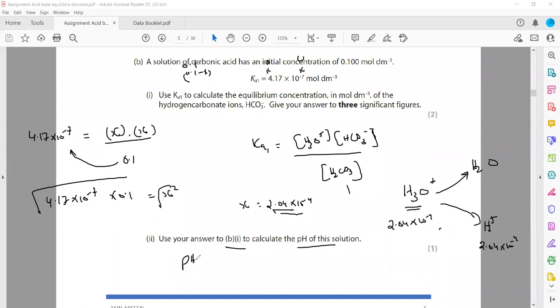Then we use the formula: pH equals minus log of the hydrogen ion concentration. So pH equals minus log of 2.04 × 10^-4. This will give us the pH of this solution. So negative log of 2.04 × 10^-4 gives us 3.69, the pH of this solution. So the pH will be 3.69.